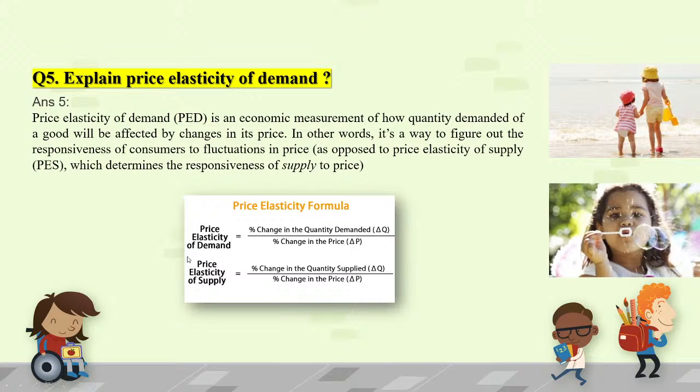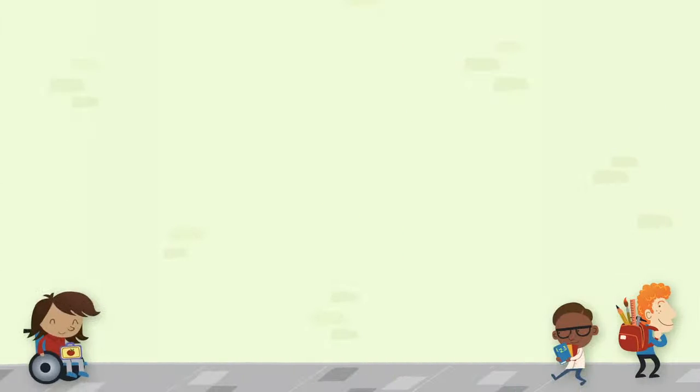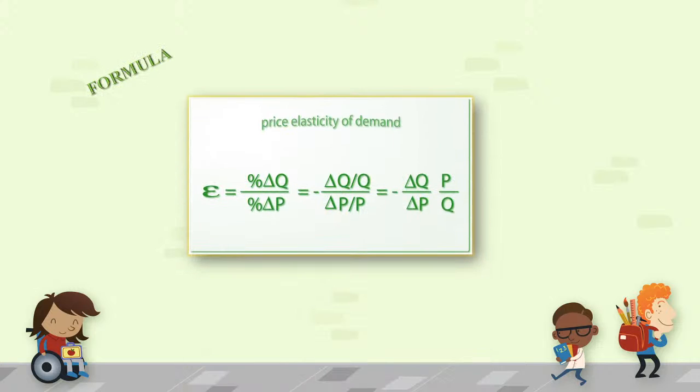Here the mathematical formula for price elasticity of demand is the percentage change in quantity demanded, which is delta Q, upon the percentage change in the price. Similarly, when we talk about supply, it is the percentage change in the quantity supplied, which is delta Q again, upon the percentage change in the price, which is delta P. This delta itself again shows the change. So this is the basic formula.